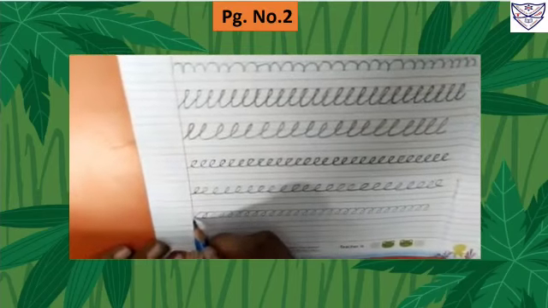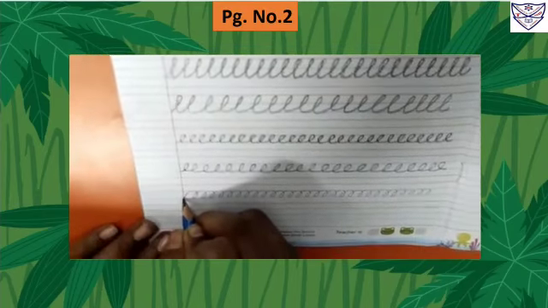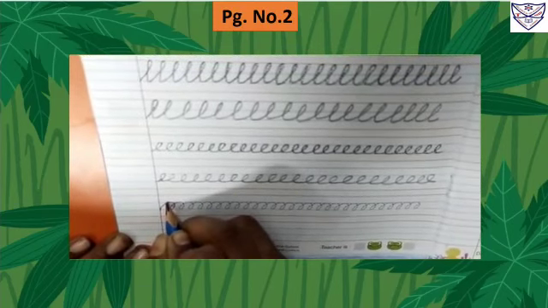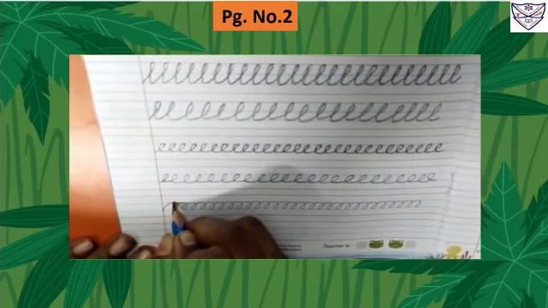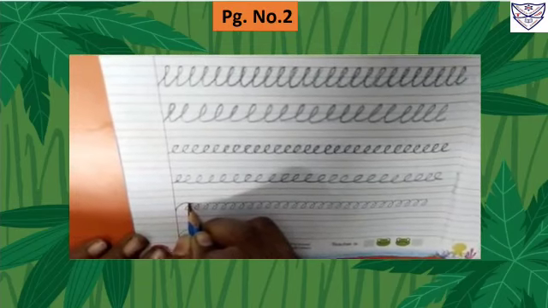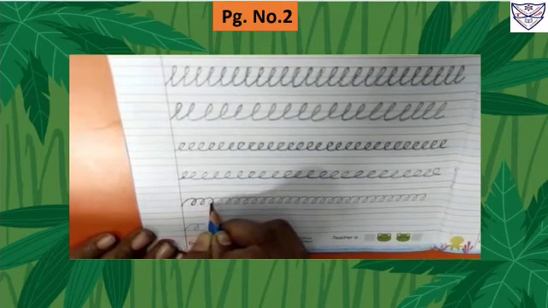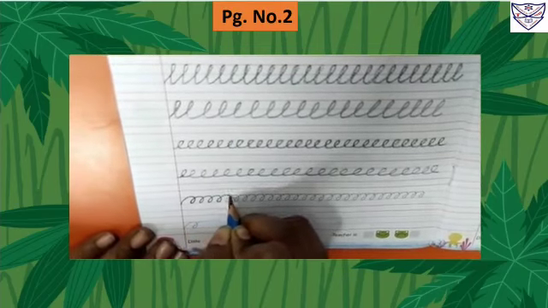Put your pencil point on the second blue line, go up, make a slanting line, then up to the first blue line, then make a turn up, come down up to the second blue line. Now you have to make this pattern in this way.